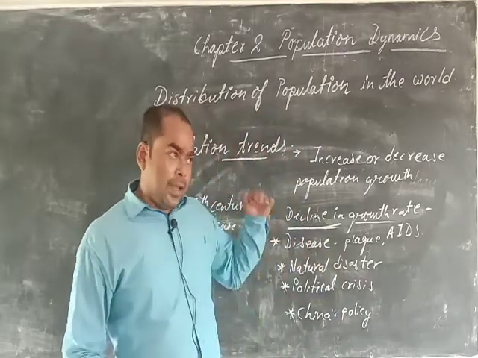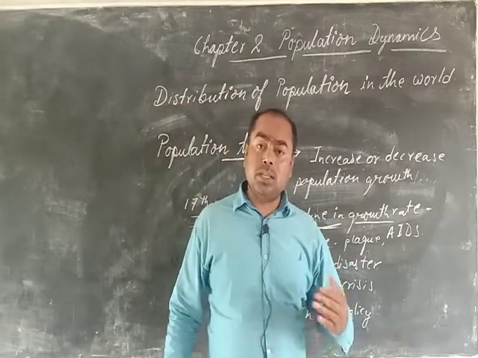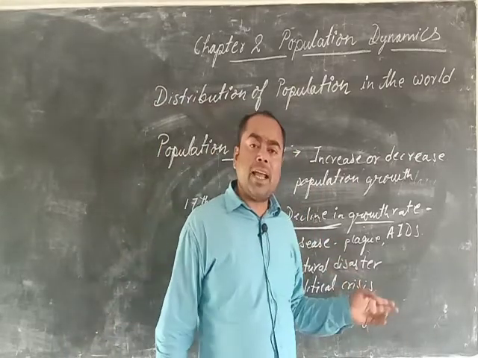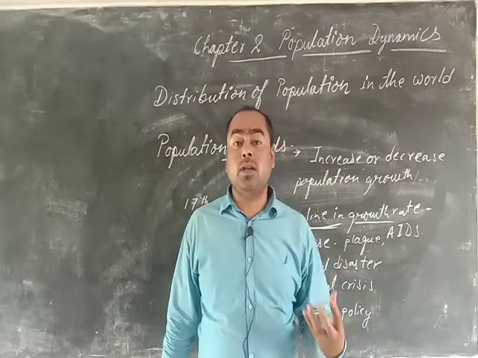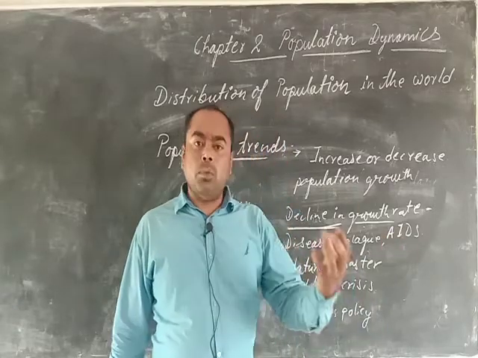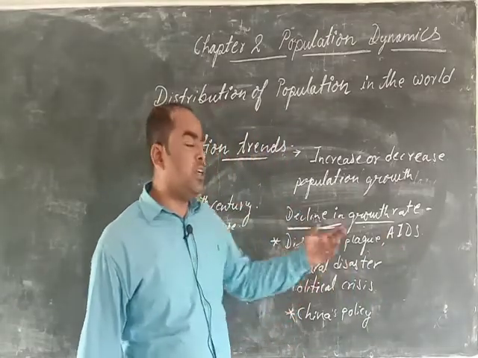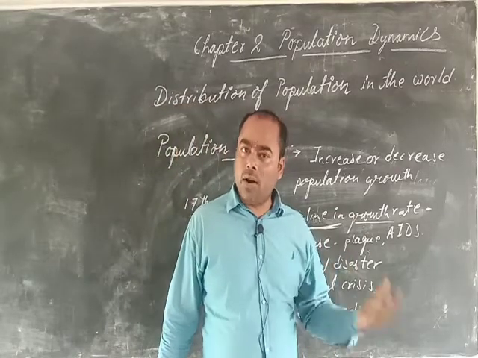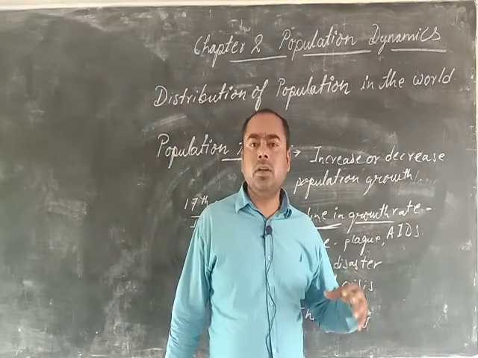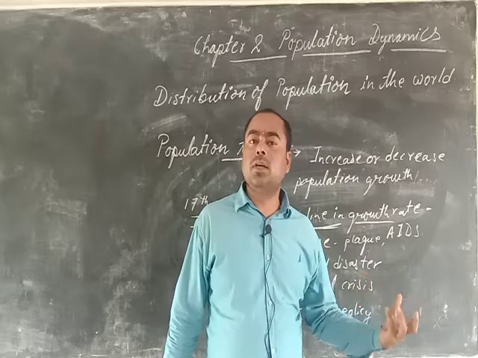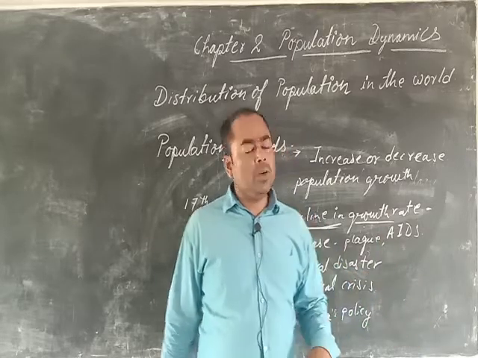Okay, so in the last 2 centuries, what happened? Diseases like plague and AIDS spread over the world, which declined the population growth. Another factor is natural disasters such as tsunami, flood, storm, heavy storm. These natural disasters lead to a decrease in the growth rate of population.